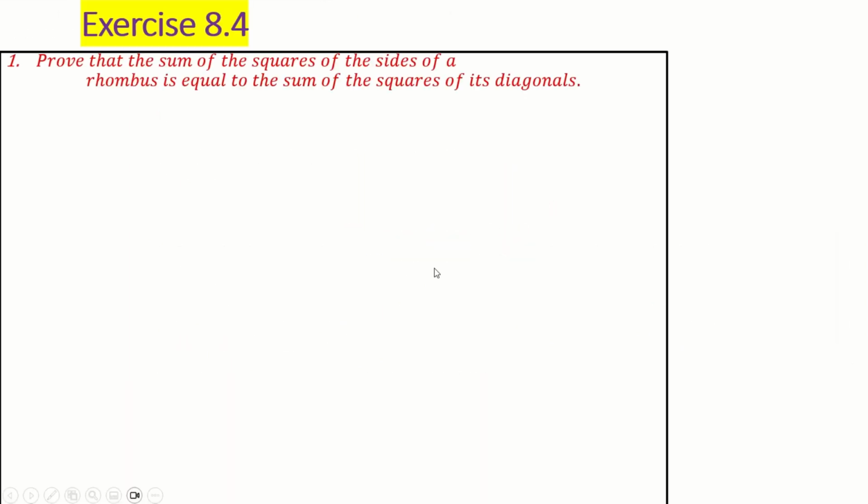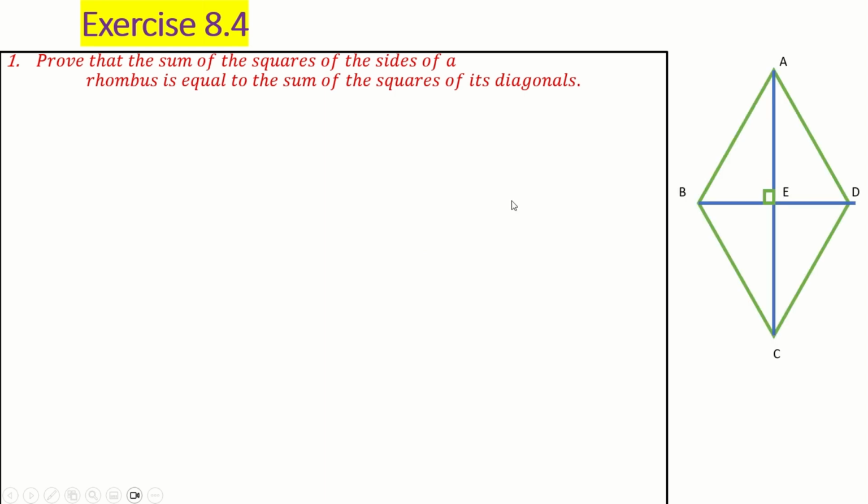Exercise 8.4. Prove that the sum of squares of the sides of a rhombus is equal to the sum of squares of its diagonals. ABCD is a rhombus, and AC and BD are diagonals, which, as you know, bisect each other at 90 degrees, perpendicular bisection basically. So we have to prove that AB square plus BC square plus CD square plus DA square equal to AC square plus BD square.